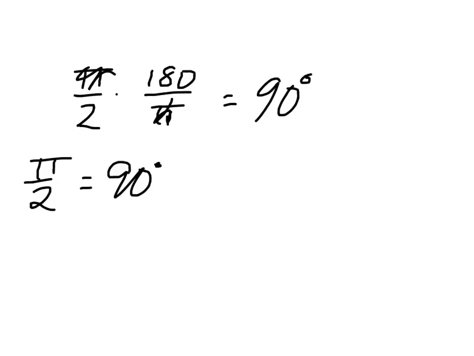Okay? So if they give you a radian measure, in order to figure out where it's located on the circle, convert it to degrees. It's easier. So what do you guys think? Can you handle that?